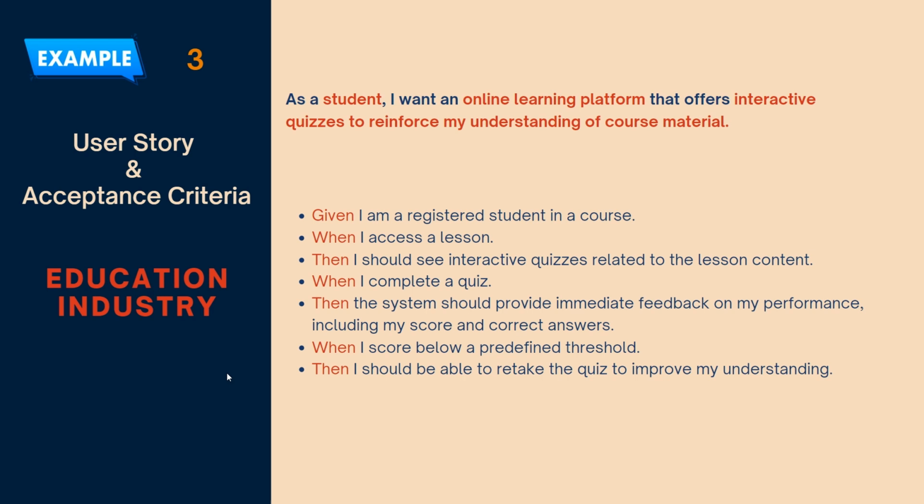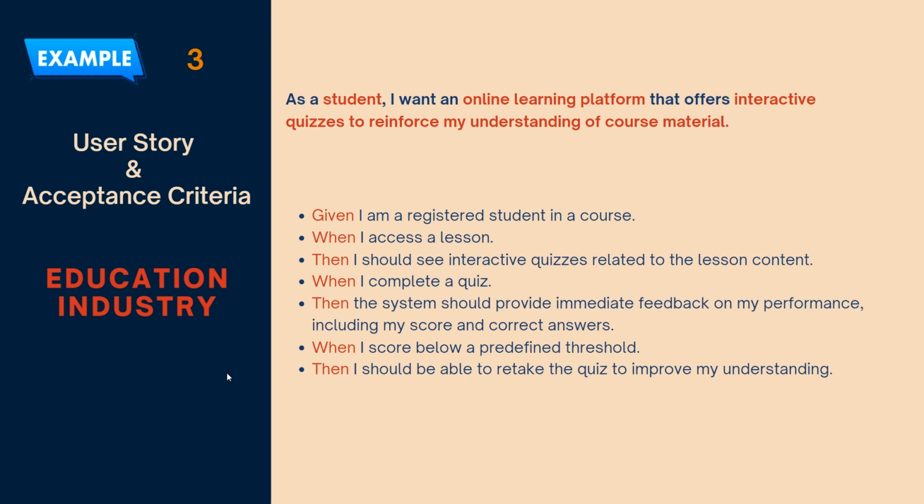Now then the second condition, second action. When I complete a quiz. The first was when he accesses the lesson, then during the lesson accessing, he should see the quizzes. Now when a student completes the quiz, then the system should provide immediate feedback on my performance. So whatever your score, how many questions you answered, how many you marked wrong, right, everything. And those scores and correct answers will be populated on the screen. So that is another, in the same scenario, second action.